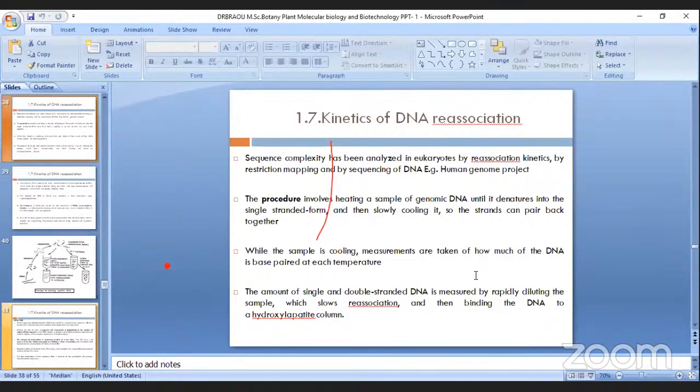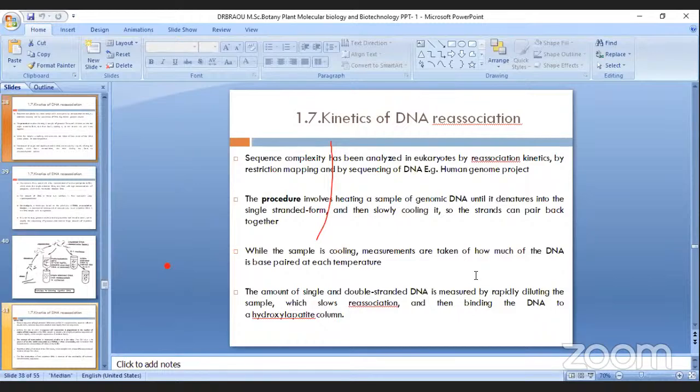So we'll see the DNA reassociation technique. What we'll do in this is heat it until it denatures into a single stranded form. After that, you slowly cool it down. While heating, the genomic DNA denatures into single stranded forms, and then by slow cooling, the strands can pair back together.